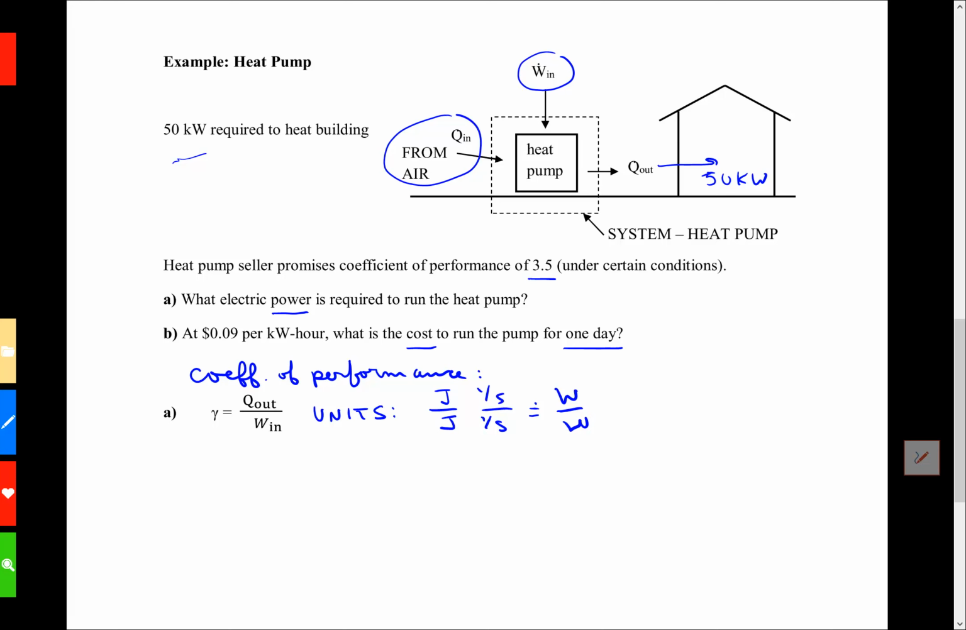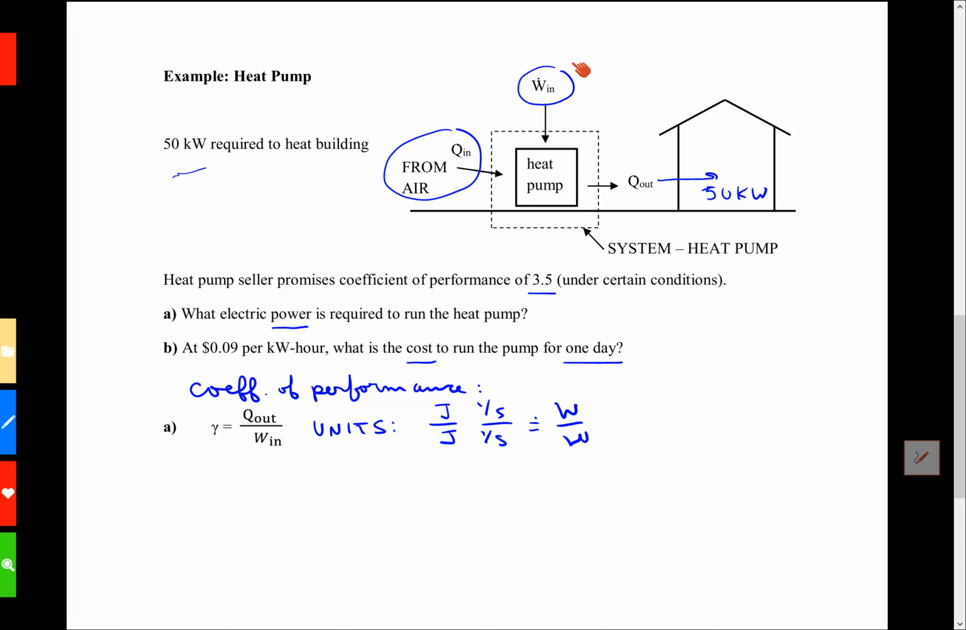Up here is W dot. And here, this should be a Q dot. There's a dot that should be there, and a dot that should be here. So we're going to use heat rate. We're going to use gamma in the form of heat rate, Q dot out, divided by work rate, W dot in. Because that's the value that we've got.